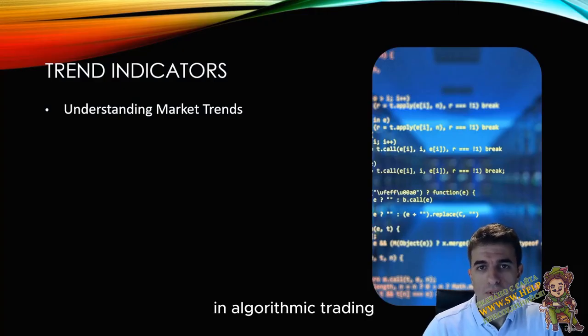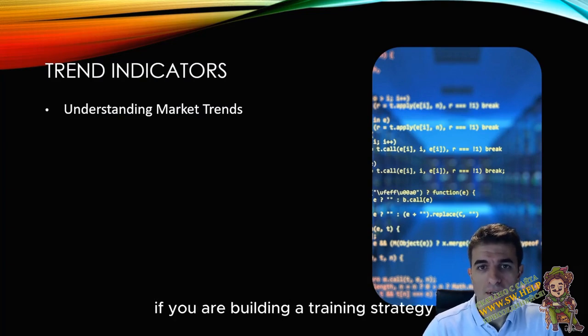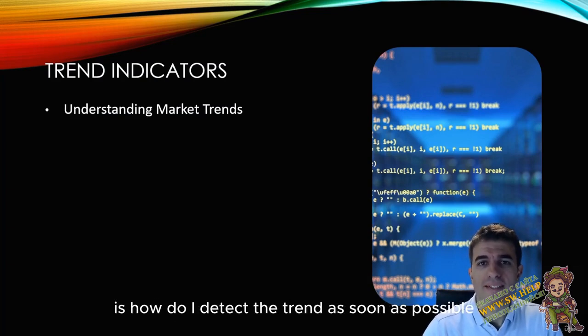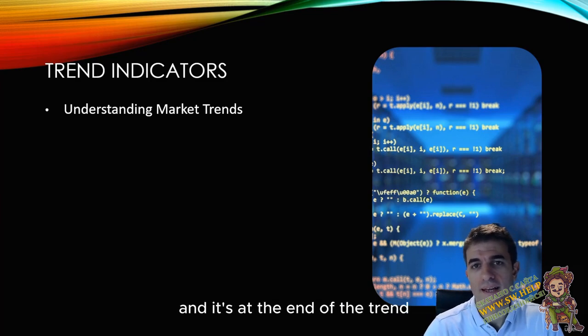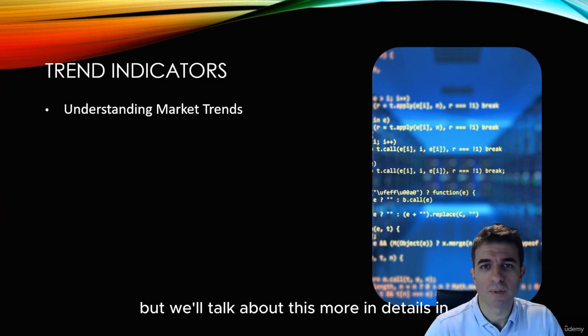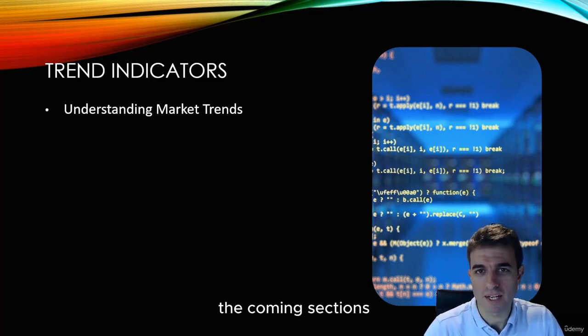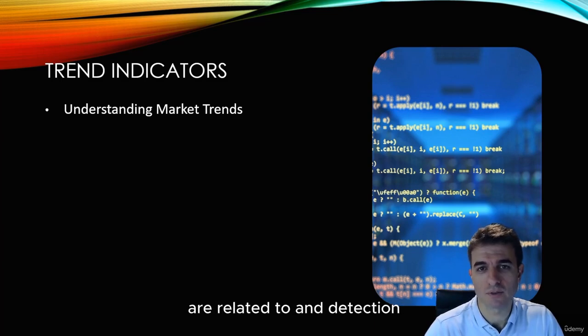In algorithmic trading, the first challenge you will face when building a trading strategy is how to detect the trend as soon as possible and before it's too late, because sometimes you detect the trend at the end of the trend, so it's no use anymore. We'll talk about this in more detail in the coming sections. In this chapter, for now, we are sticking with the technical indicators that are related to trend detection.